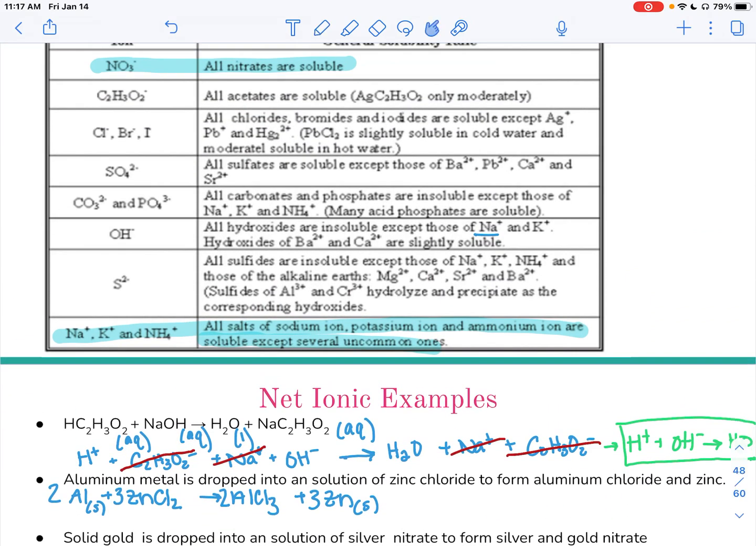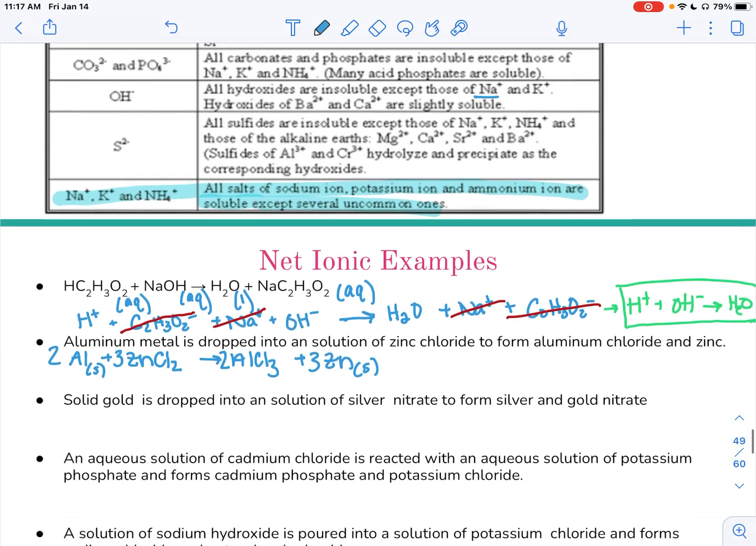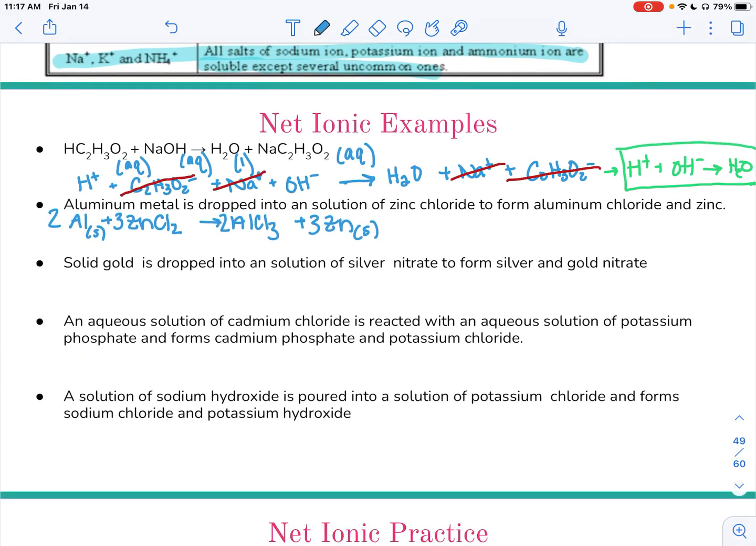So our chloride rule says all chlorides are soluble with these exceptions. None of those are zinc and none of them are aluminum. So we'll go right here and write AQ after both of these. So now we're going to split these up into their ions. So 2Al is just going to stay as 2Al.